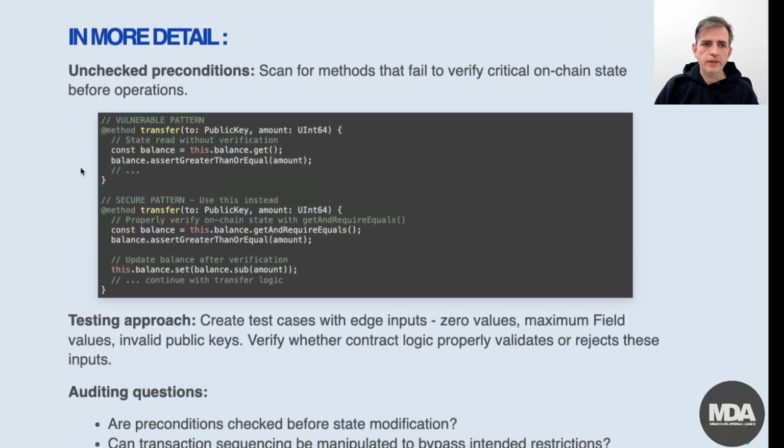I have an example here of some code where there are some unchecked preconditions. Hopefully this will be something that you will be able to easily look for in code and recognize where there's a similar problem. In the first part here, we have the vulnerable pattern where we are getting a balance, but we're not verifying the state read that we are doing. What we should do is given in the second piece of code here, where we use the get and require equals method when we are reading the state.